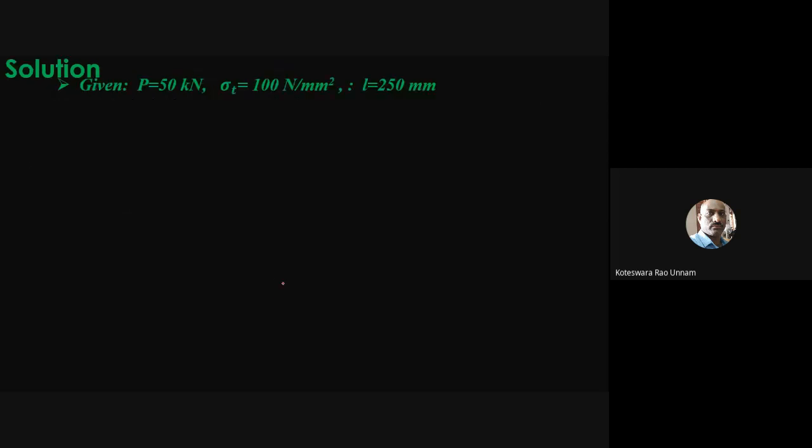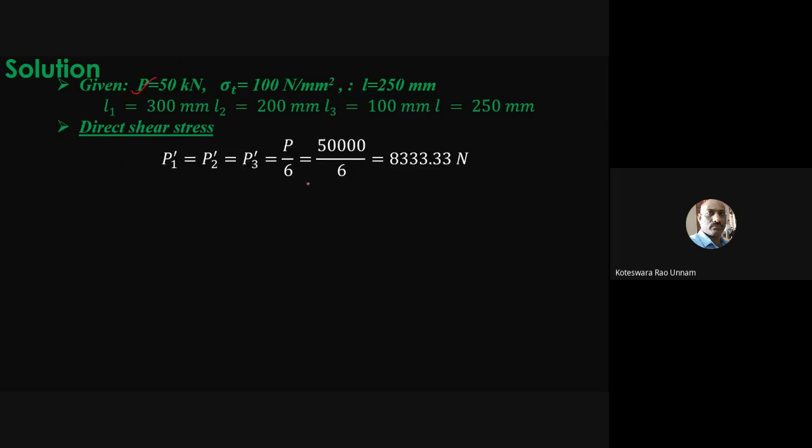Now, direct shear stress, given load is P. Direct shear load is nothing but P by the number of bolts. Here you have a total of 6 bolts. Load is 50 kilonewtons. 50,000 divided by 6 comes out as 8,333, which is going to be the direct shear load on each bolt.